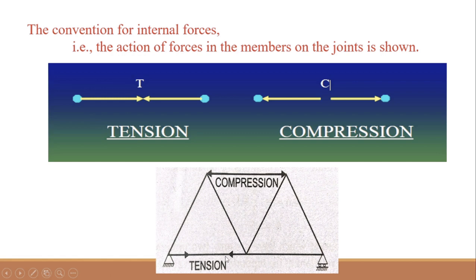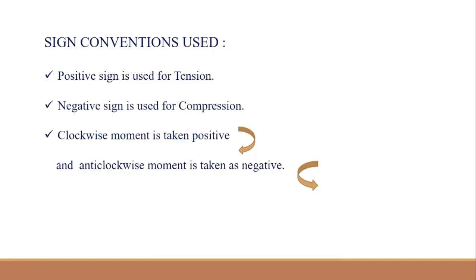So towards each other it's called tension, opposite to each other it's called compression, but in the member scenario it is completely opposite. Okay, so the sign convention used here: positive sign is used for tension and negative sign is used for compression. Whatever sign convention I took in the earlier chapter, the same sign convention I am using here also. So clockwise movement is taken positive and anti-clockwise movement is taken negative.